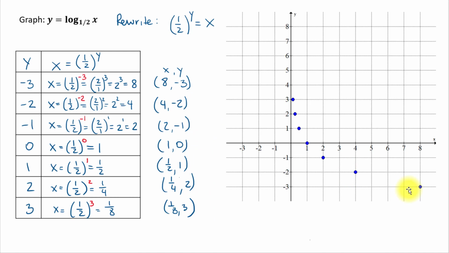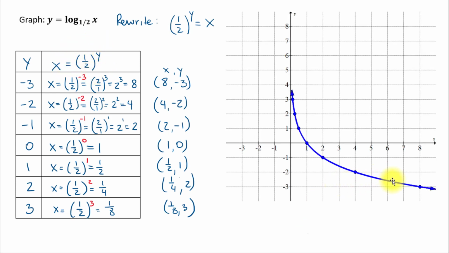Here they are. I can see how I'll connect them, and I notice that the line will be getting close to the y-axis, but I know that it will never touch or cross the y-axis. For the same reason that we just talked about, x represents the result of raising 1/2 to a certain power. No matter what power we choose, no matter what y value we pick, this expression will never be equal to 0 or anything negative. So this is how the graph is going to look.